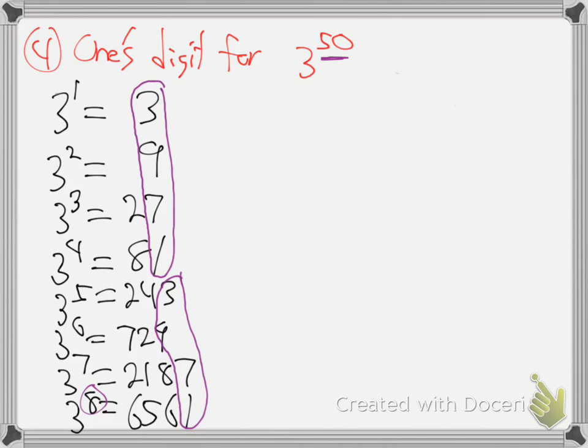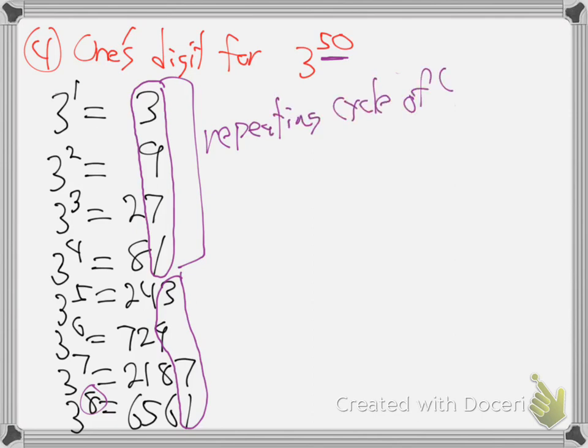So how do we make much of that pattern? How do we say, okay, I see the pattern, I'm going to leverage it to find the ones digit of 3 to the 50th? What do we do? Divide by the number of digits in the pattern. Yeah. Which is 4. You divide by how big the cycle is. Yeah. This is a repeating cycle of 4 digits. Do you get it?